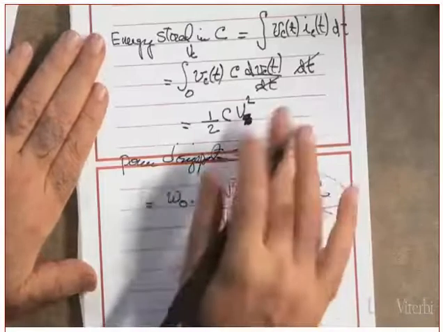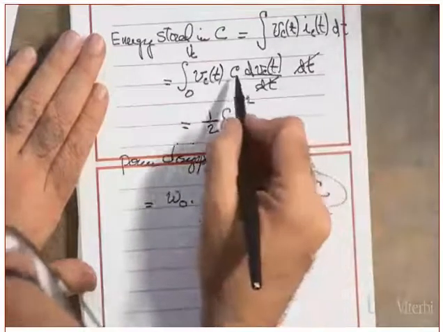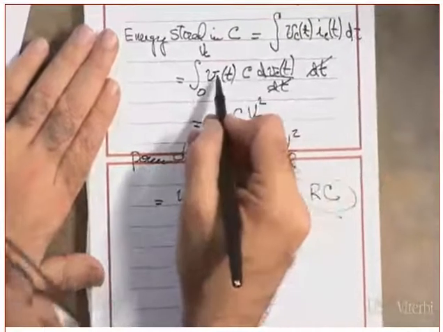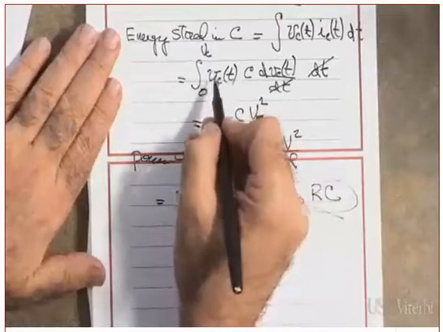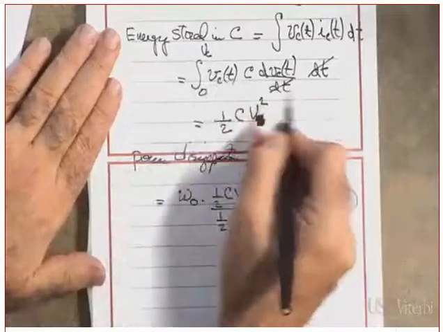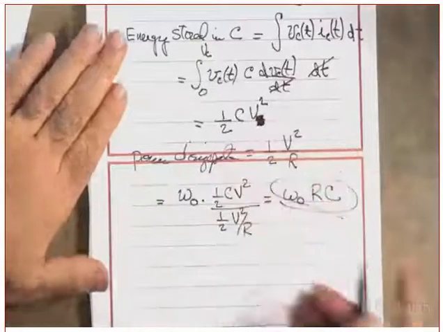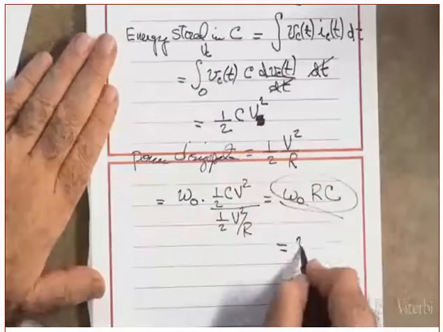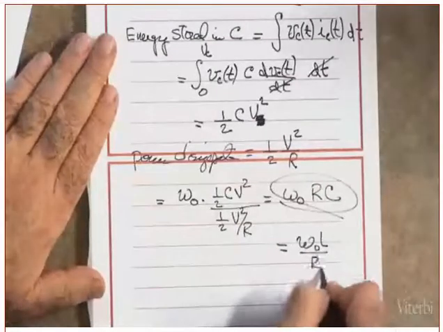By the way, for the inductor, you can do the same thing. Instead of substituting for the V, you put L di(t)/dt. Did you get this or not? Same thing, you will get omega naught L over R. Same idea. Clear? Okay, good.